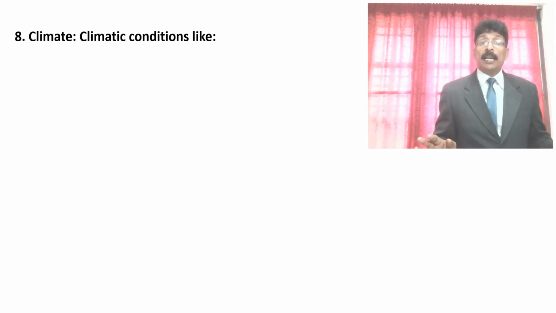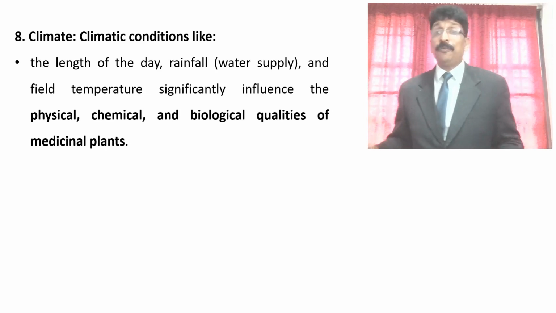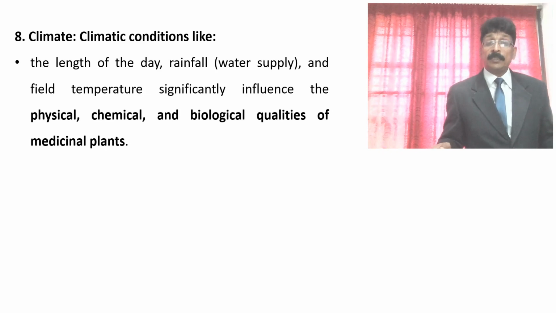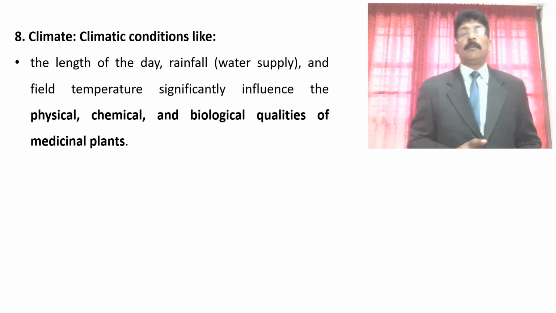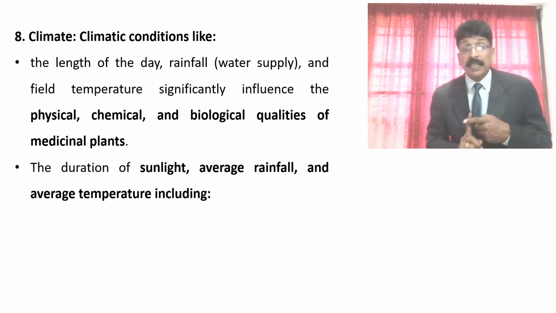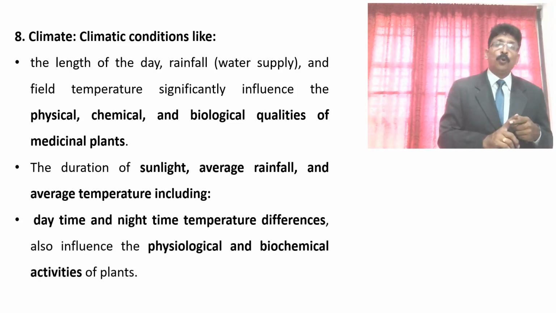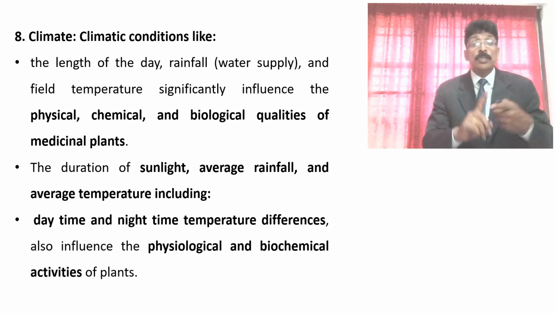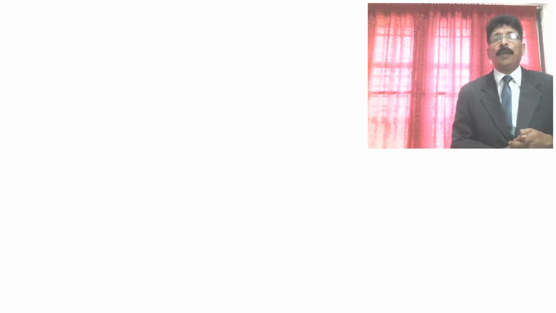Climate and climatic condition, you know very well, it differs from one place to another, from geographical area to area. And the length of the day, rain, water supply and the field temperature significantly influence the physical, chemical and biological qualities of the medicinal plants. The duration of the sunlight, average rainfall and average temperature, including daytime and nighttime temperature differences, also influence the physiological and biological activities of plants.